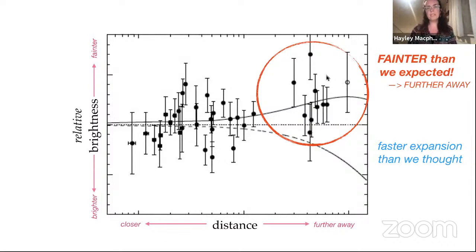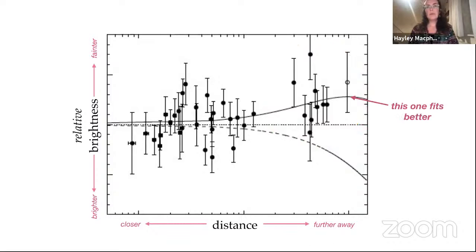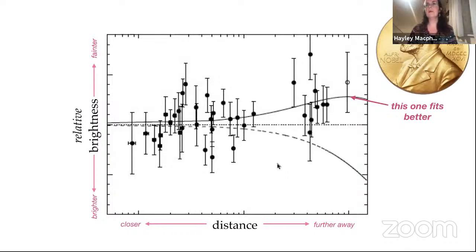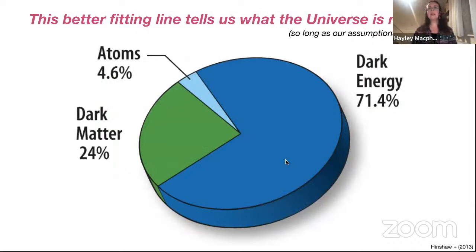So the other option is that these objects are further away than we expected them to be, which in turn means that space is expanding faster than we thought it was. And not only that, it's accelerating as well. So we'll notice that this top line here clearly fits this data a bit better. And it actually fits the data so much better that it earned the authors of this paper a Nobel Prize, shared with some other people. And so this slightly better fitting line tells us what our universe is made of.